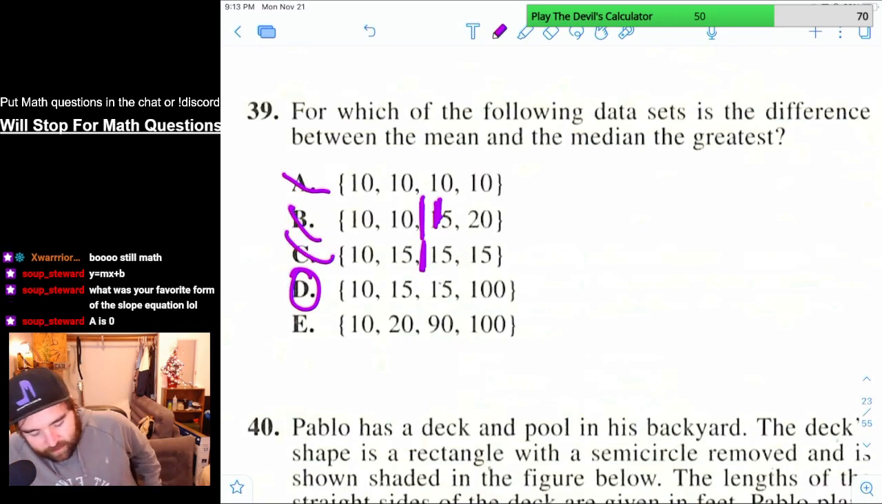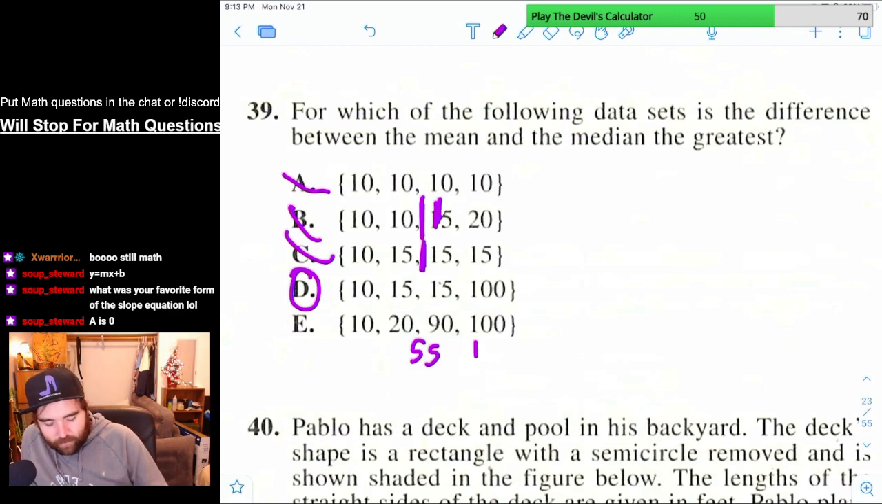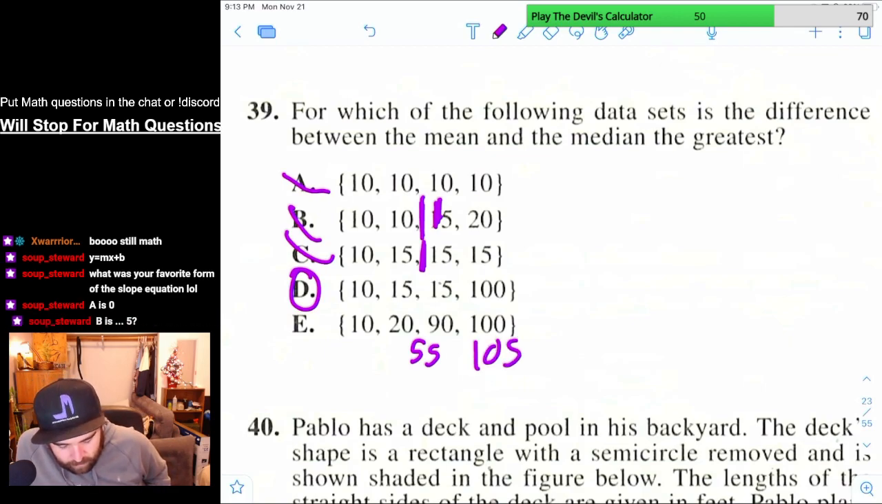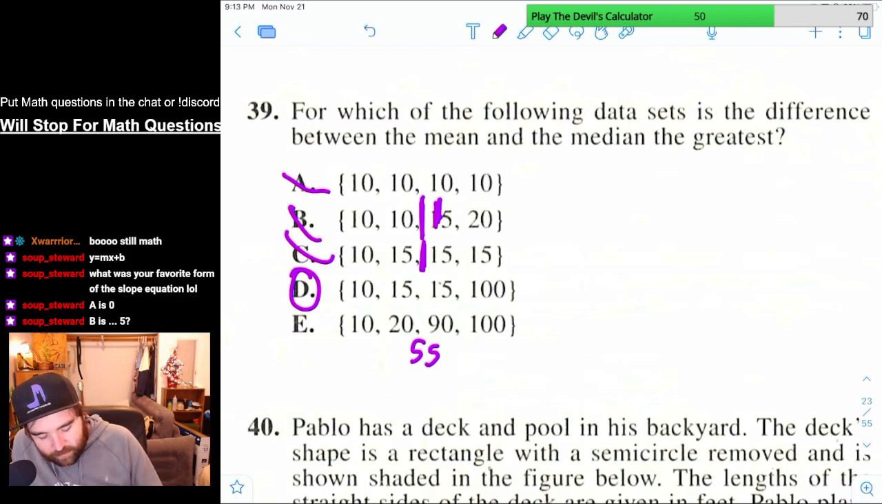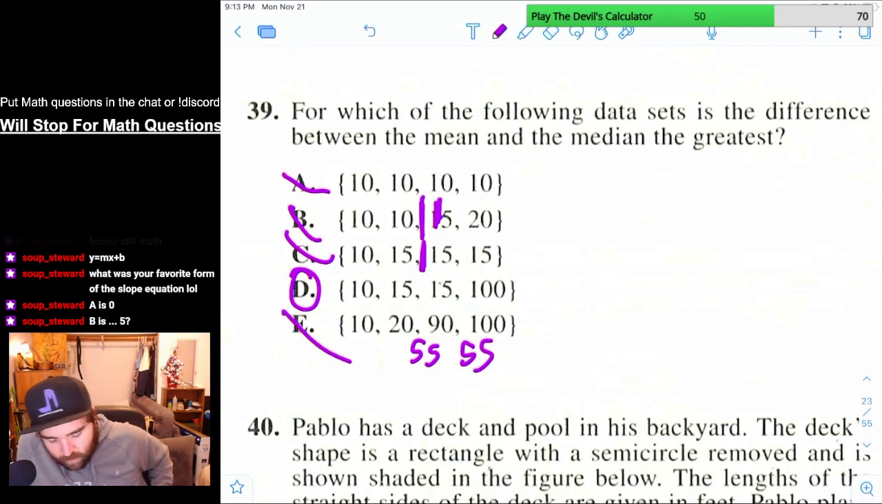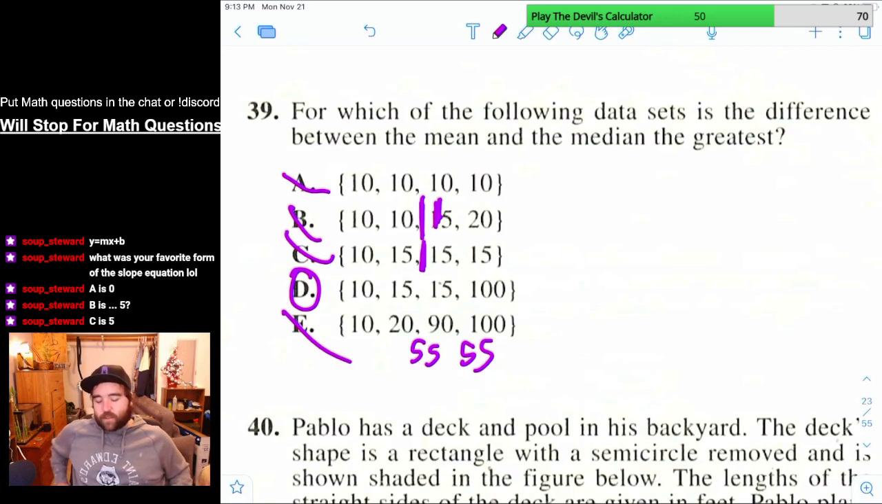E is not going to have the biggest difference because this is already 55, whereas the average here is 105. But for the other one, well, the average is definitely not 105. I don't know what I'm talking about there. It's 55. Oh, wait, that has the same average. Those are the same. So that's not good either. But it's definitely D, because the whole idea is that the mean always pulls up the median. So that's definitely D.